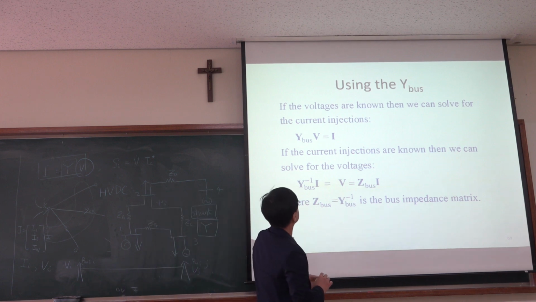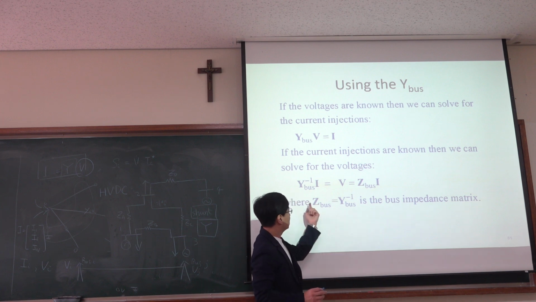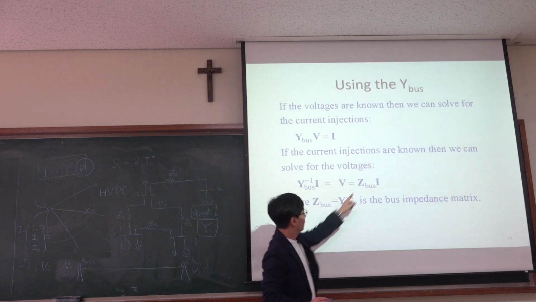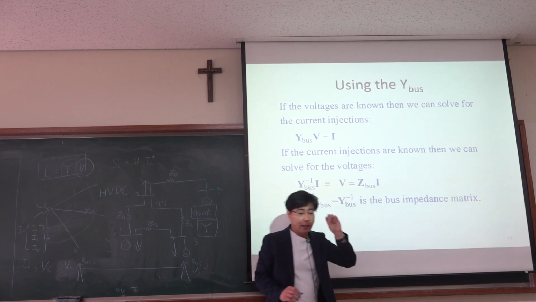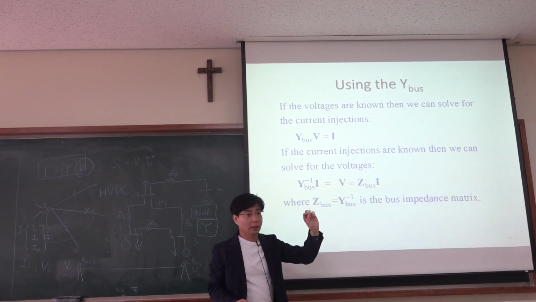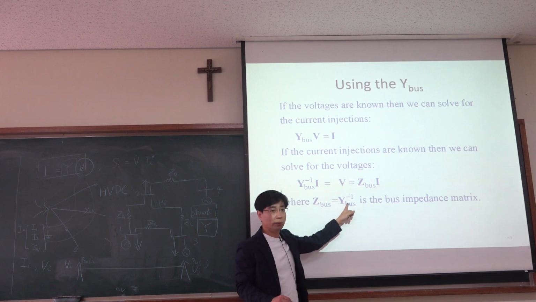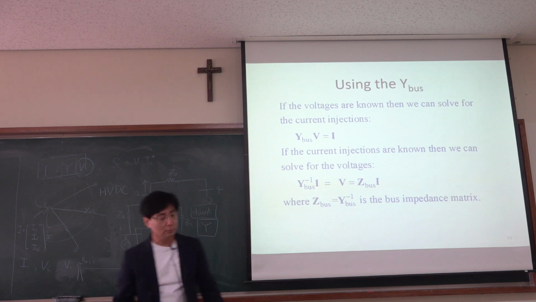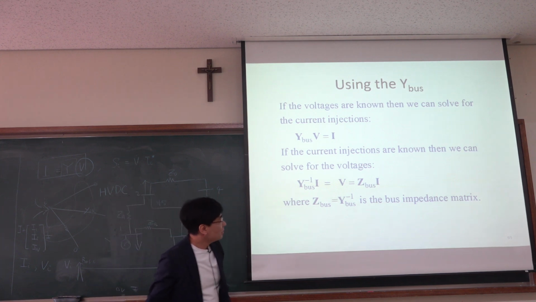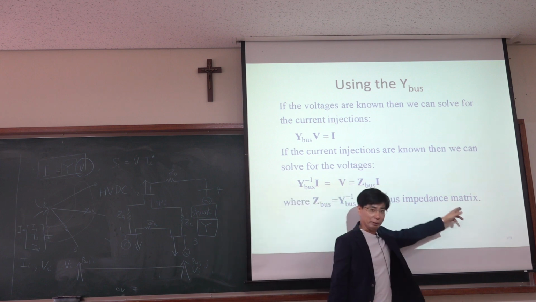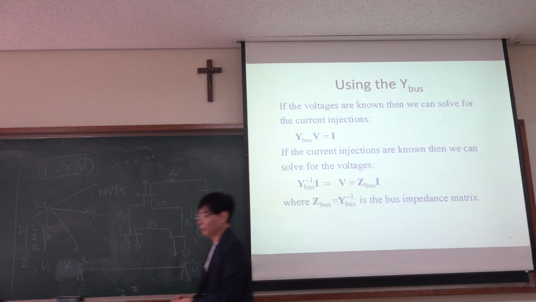But the thing is, don't be confused: when we write Z bus, the elements of Z are not the impedance of the line. This is the inverse of the admittance matrix. But the name is bus impedance matrix. So please don't be confused.